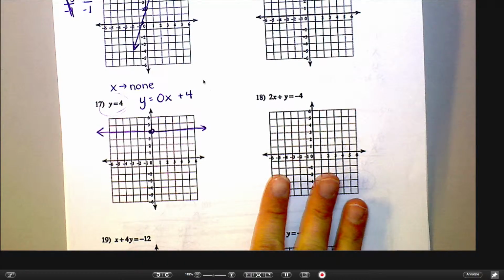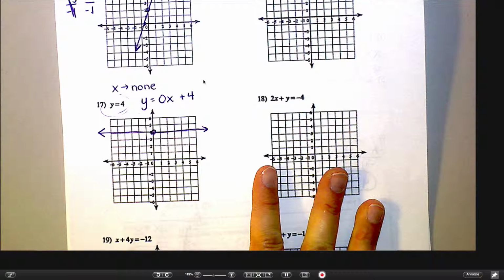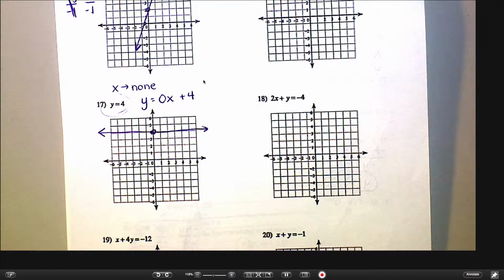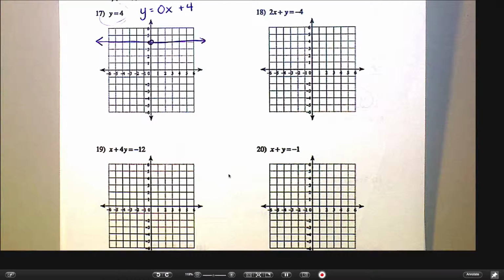Do we feel like we need another day to go back to this assignment? Yeah. Like, do you need to finish it? Yeah. Megan, did you have another question? 19? Okay. So, intercepts real quickly on 19.